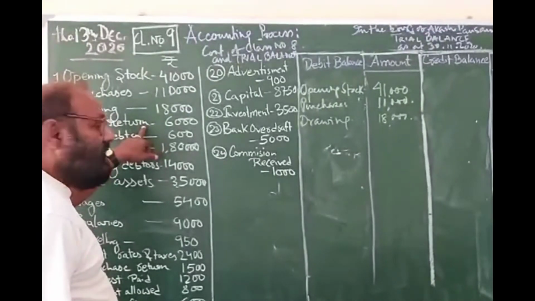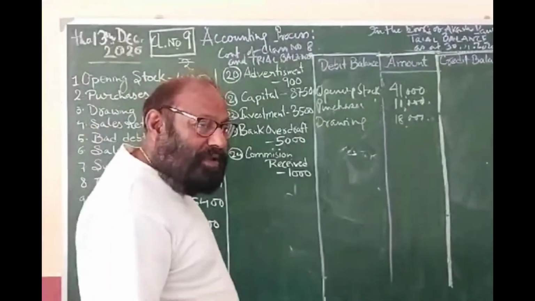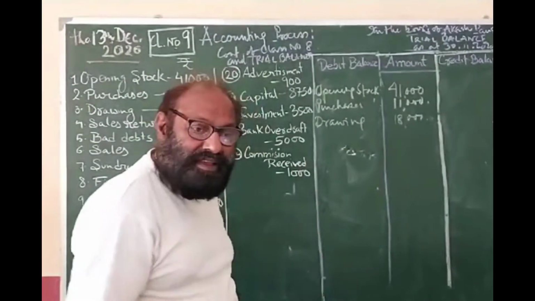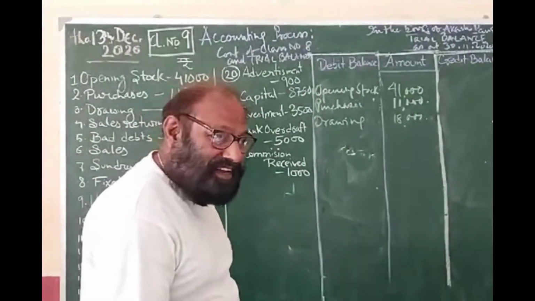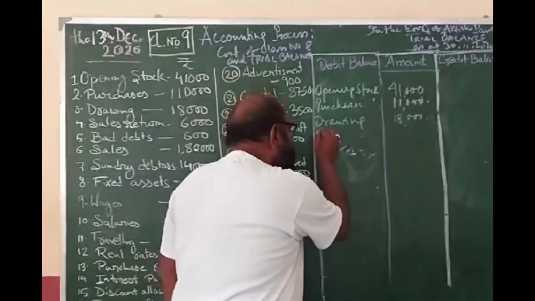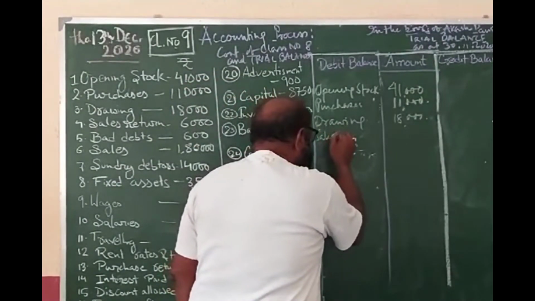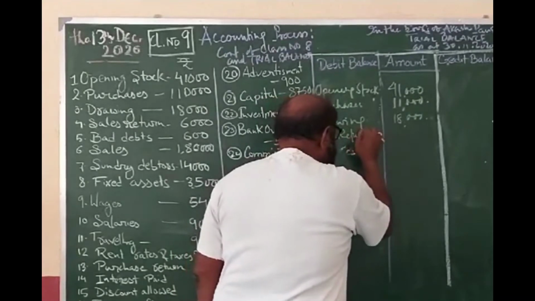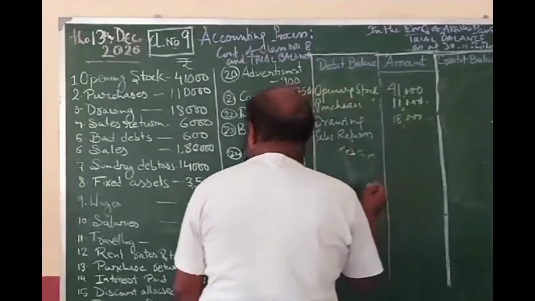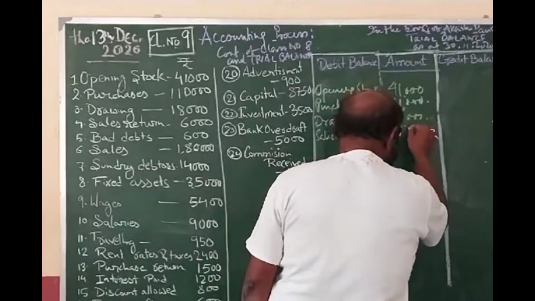Now sales return. Sales is always credit and sales return will be debit. Sales return, 6,000.